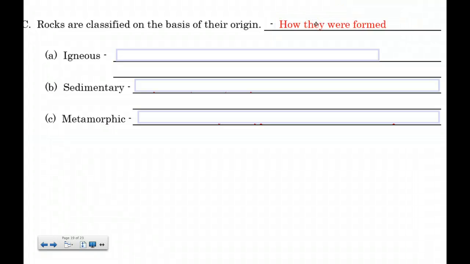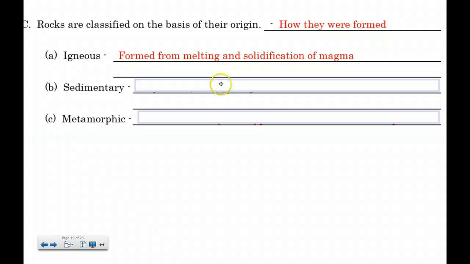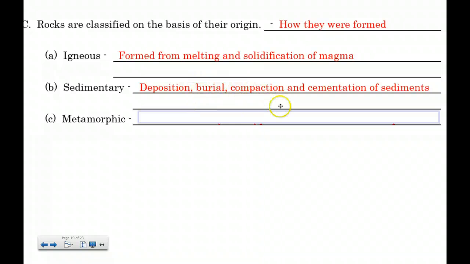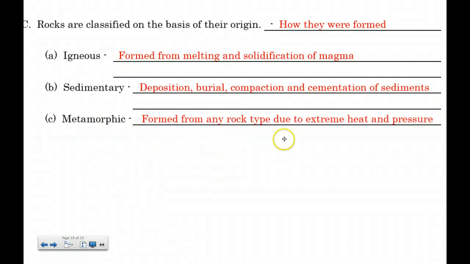This is just getting back to some basics of what we're going to be doing in the future, based on how they're formed. Igneous rocks, if you remember, formed from melting and solidifying of molten rock. Sedimentary rocks form by deposition, burial, compaction, and cementing of sediments. So sediments are pieces of rock that are broken up. They get deposited, buried, compacted, and cemented together to create a sedimentary rock. And metamorphic rocks are formed from any other rock when they get under extreme heat and pressure.